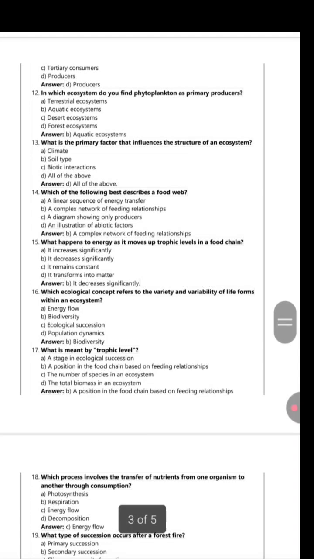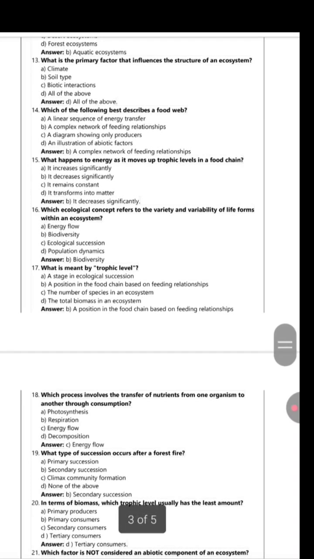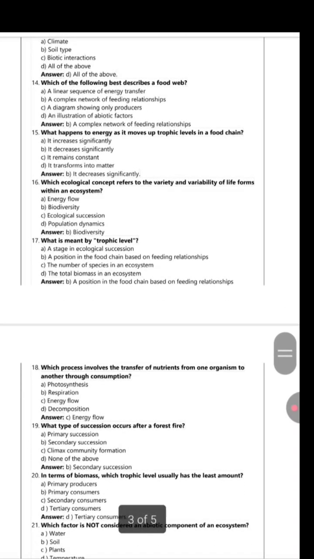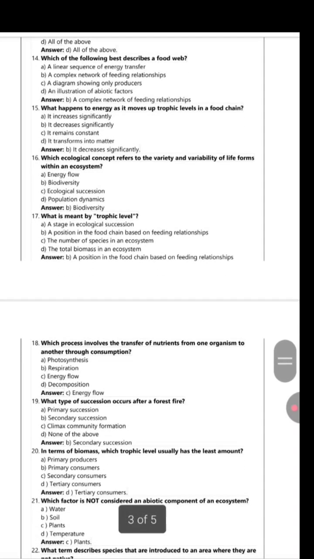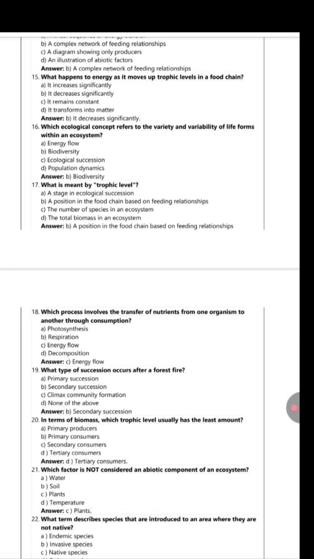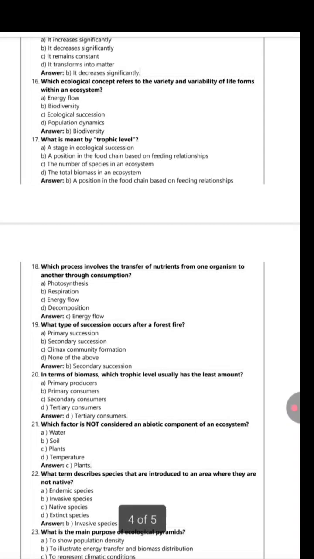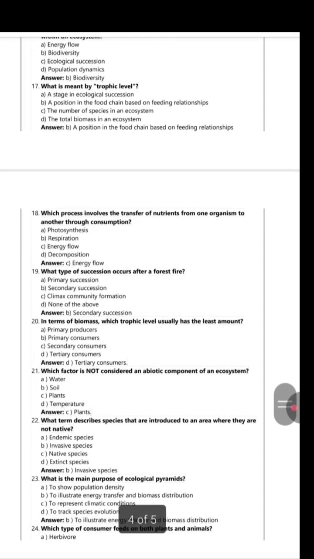In which ecosystem do you find phytoplankton as primary producers? Aquatic ecosystem. What is the primary factor that influences the structure of an ecosystem? Climate, soil, biotic interactions, all of the above. Which of the following best describes the food web? A complex network of feeding relationships. What happens to energy as it moves up trophic levels in a food chain? It decreases significantly. Which ecological concept refers to the variety and variability of life forms within an ecosystem? Biodiversity. What is meant by trophic level? A position in the food chain based on feeding relationships.